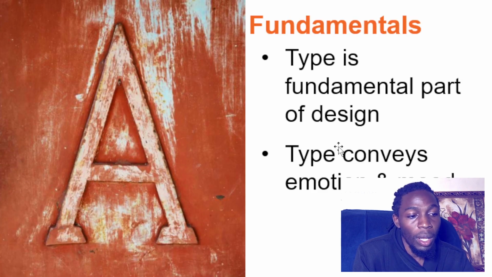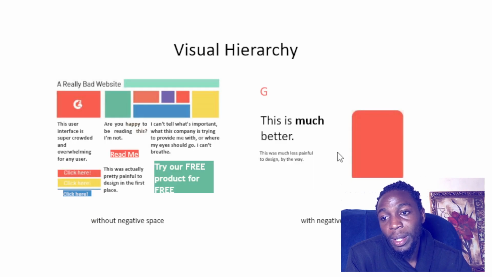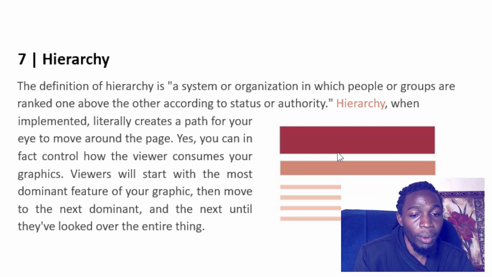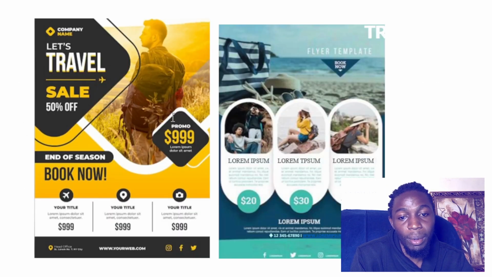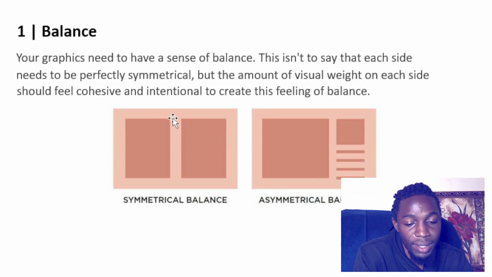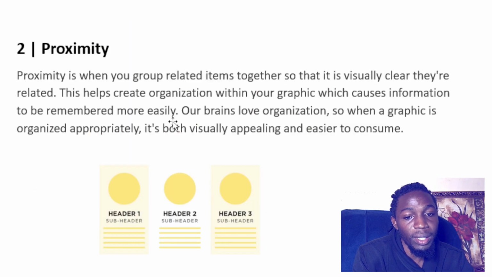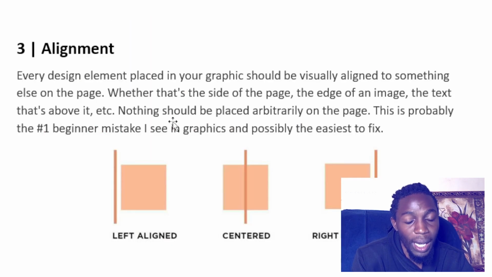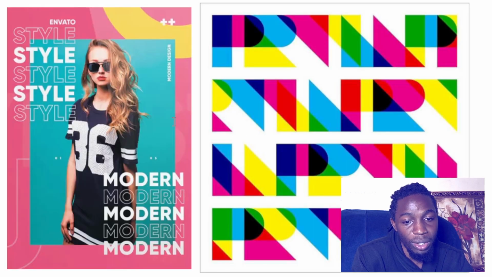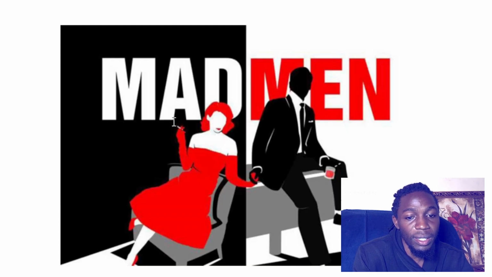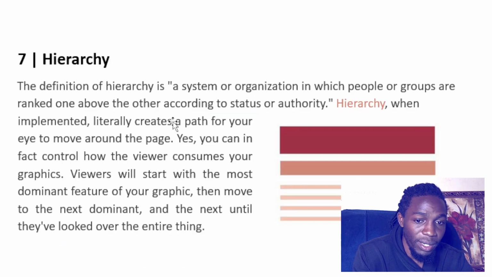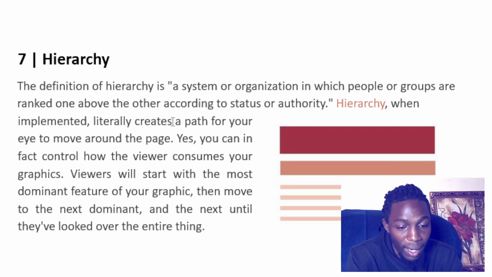So those are the main fundamentals. Number one, like we said, it's all about balance. Number two, understand proximity. Number three, alignment. Number four, repetition. Number five, contrast. Number six, the white space. And number seven, the hierarchy. So grasp those and just understand.